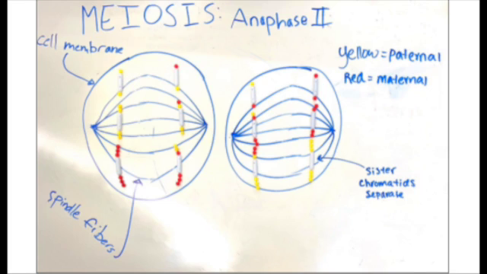The purpose of meiosis is genetic diversity and sexual reproduction. Sexual reproduction would have more diversity, which leads to more opportunities for survival and reproduction.